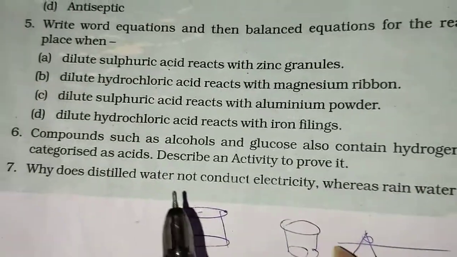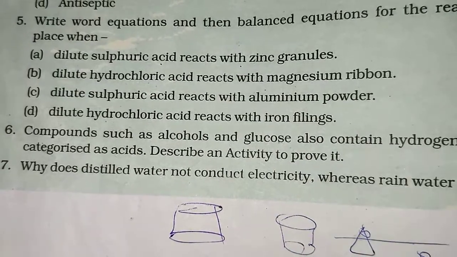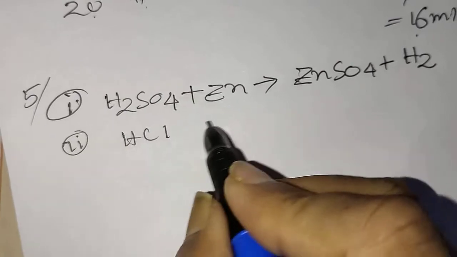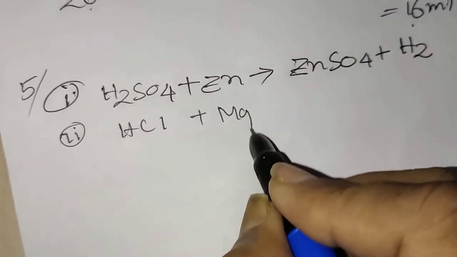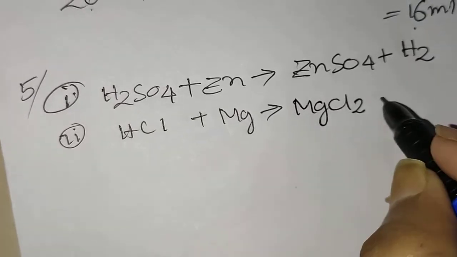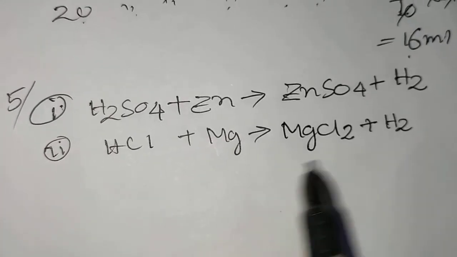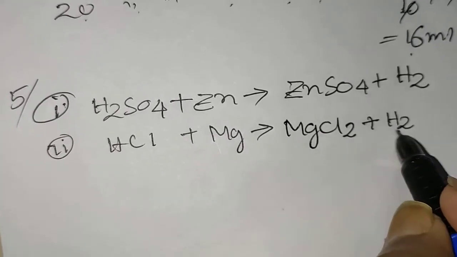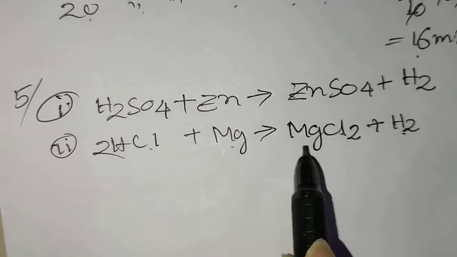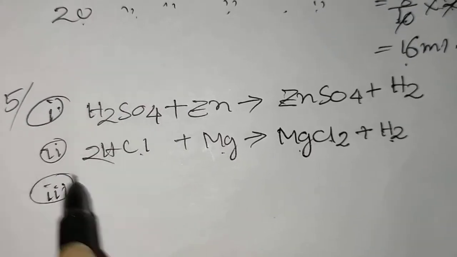Next, question number 2. Dilute hydrochloric acid reacts with magnesium ribbon. Dilute hydrochloric acid HCl reacts with magnesium ribbon, which will form MgCl2 plus H2, that is salt and hydrogen gas. Now we should balance it. Here the number of hydrogen is 2, here also 2. Chlorine is 2, magnesium is 1, magnesium is 1. So this is already balanced.